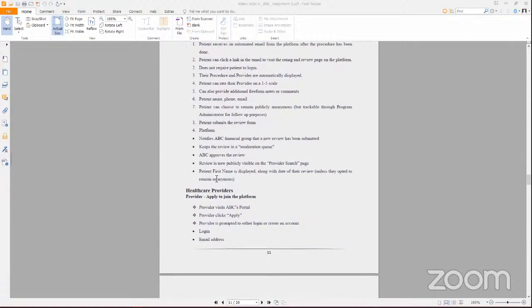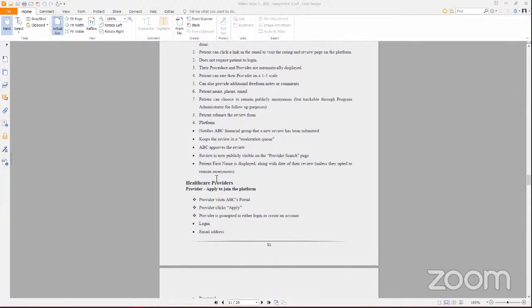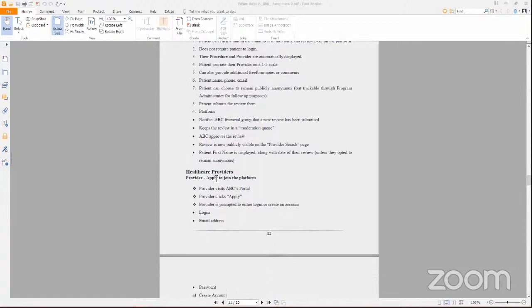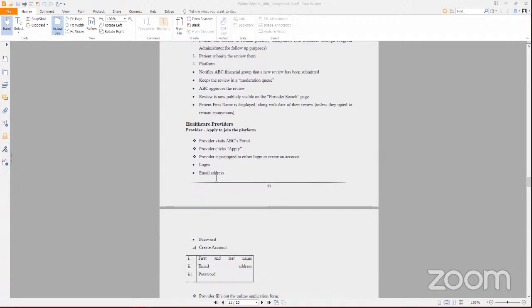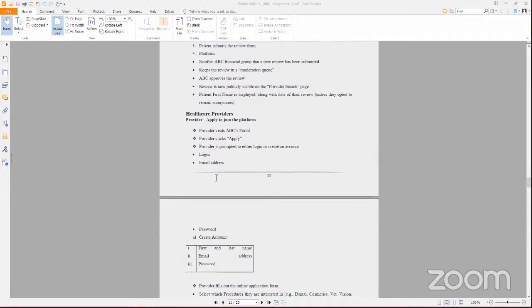The patient then submits the review form. The platform will then notify ABC Financial Group that a new review has been submitted and keep the review in the moderation queue. ABC approves the review, and the review is now visible on the search page. And then the patient's first name is displayed along with the date of their review. We have the healthcare providers portal.